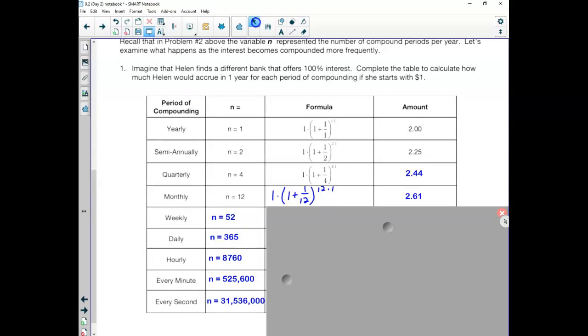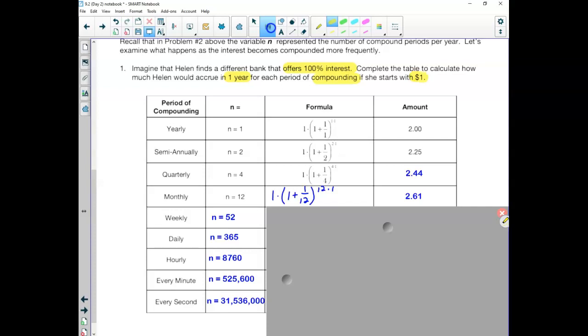We're going to say, imagine Helen finds a different bank, and yes, this is never going to happen, but that bank, oh, lo and behold, is going to offer 100% interest, okay? And we're going to complete the table below to calculate how much Helen would accrue in 1 year, every time it's 1 year, for each period of compounding, if she only deposited $1.